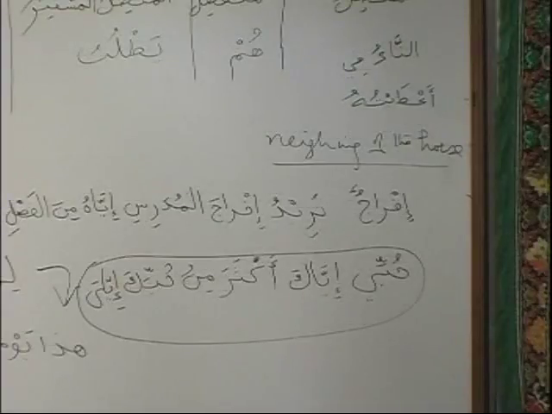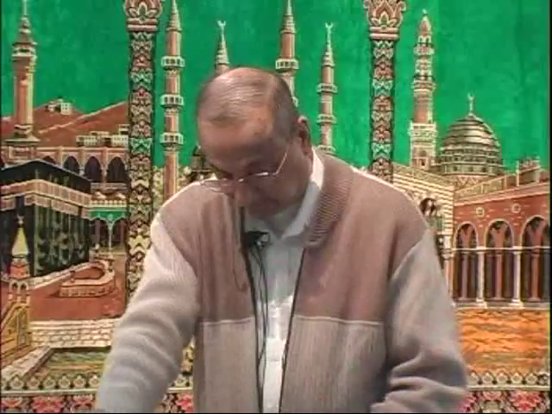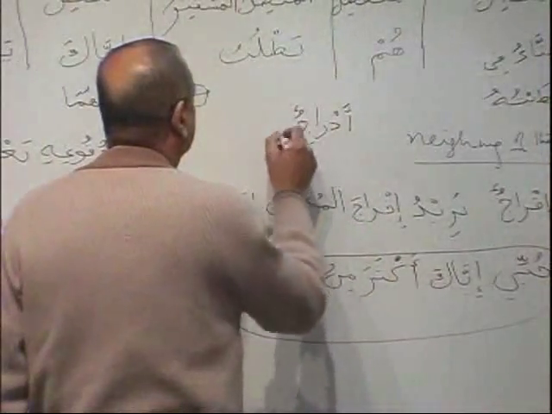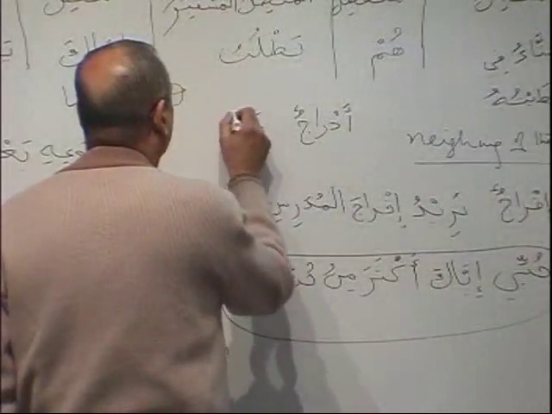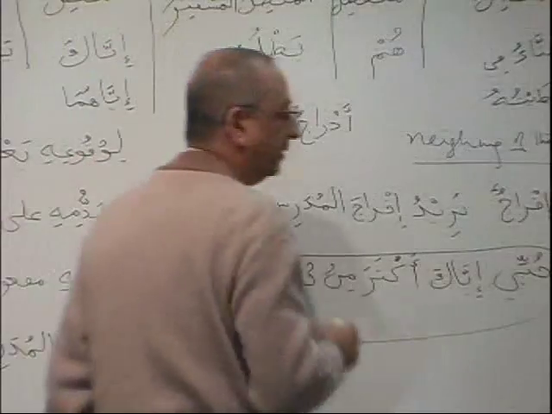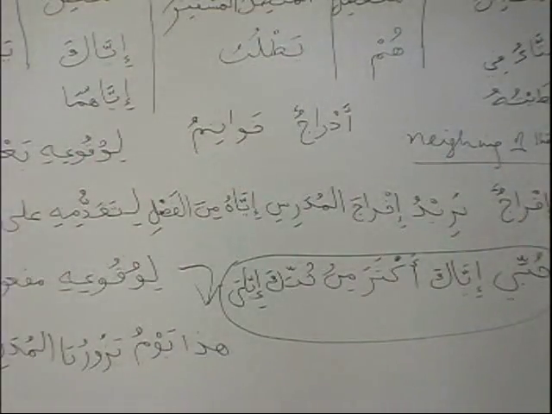Fine, brothers and sisters. Hati jama. Adurju, the drawer. The jama is adrajun. What is the jama? Adrajun, brother. Adrajun. And then next one is khawatimu. What is the jama of khatamun, brothers and sisters? What is the jama of khatamun? Khawatimu. Khatamun means ring, and then rings. Okay, fine, brother.